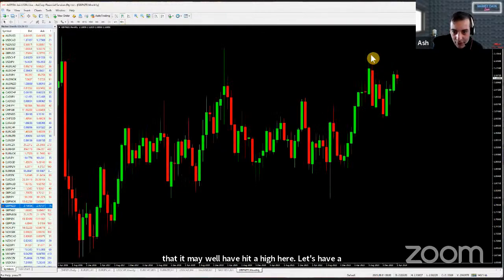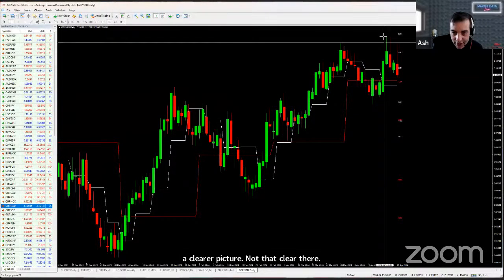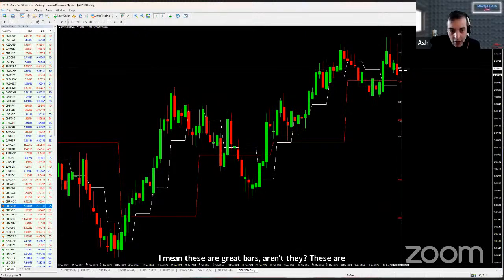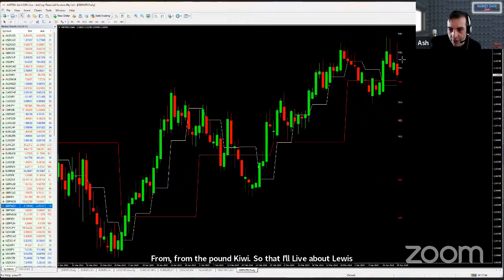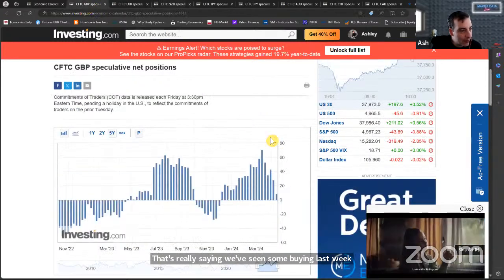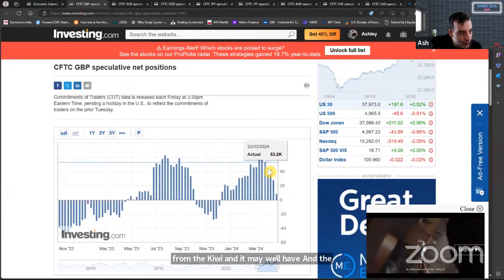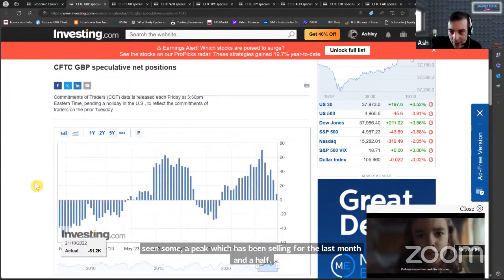Let's have a look on the monthly, see if we can get a clearer picture. Not that clear there. I mean, these are great bars, aren't they? These are bars that are suggesting some selling from the pound Kiwi. So I like that, Lewis, a lot, actually. So if we kind of go back and see what the COT data is suggesting on that, that's really saying we've seen some buying last week from the Kiwi, and it may well have troughed. And the pound, we've seen a peak which has been selling for the last month and a half. So that would suggest downside.